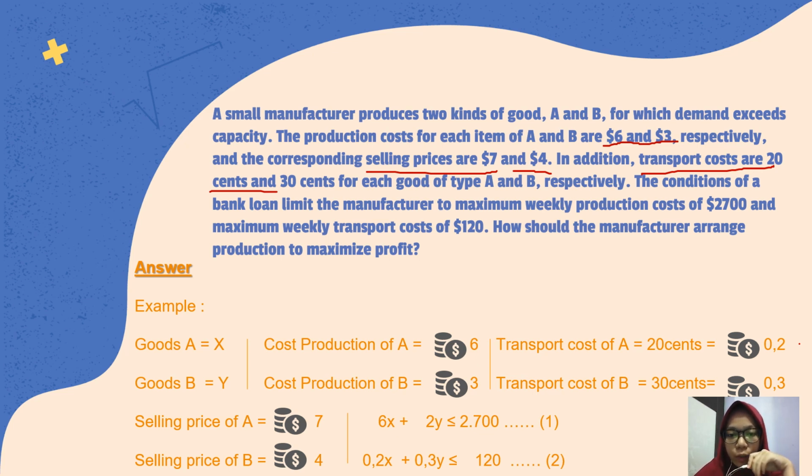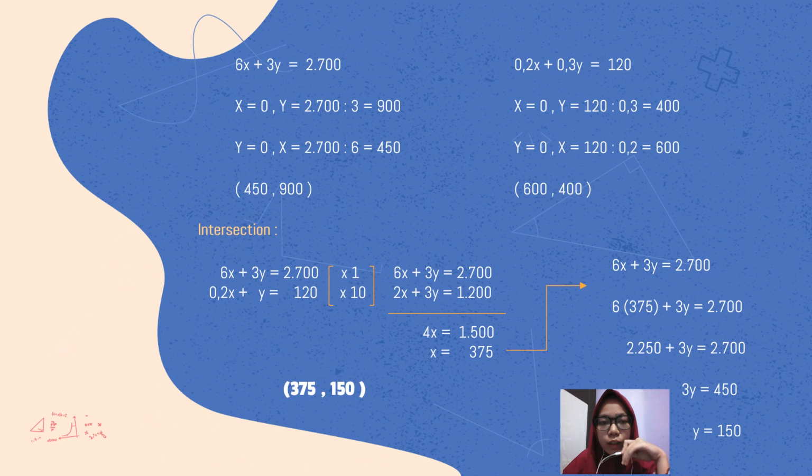And then we get the equation 6x plus 3y less than or equal to 2,700. This is the maximum weekly production cost. And the second equation we got is 0.2x plus 0.3y less than or equal to 120. This is the maximum weekly transport cost of 120. And then next, we find the values of x and y to draw the graph.